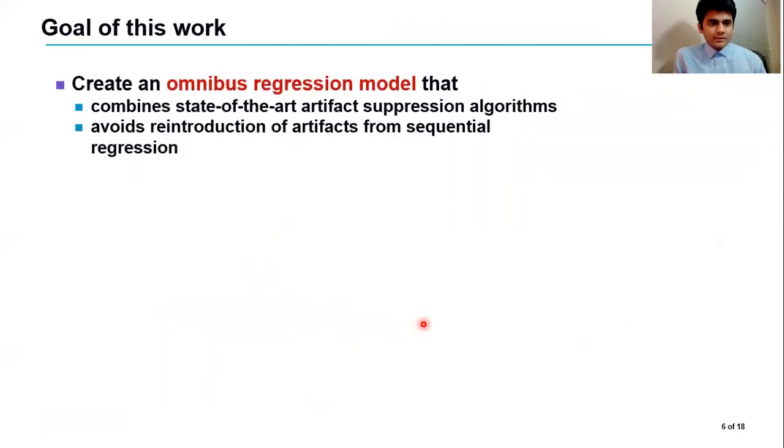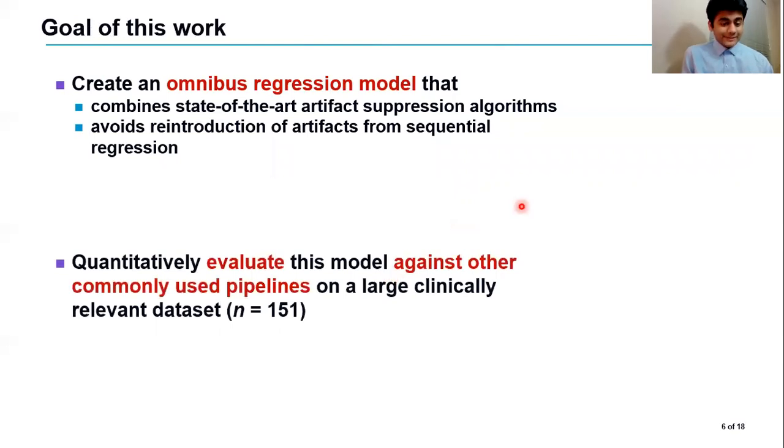So the goal of our work was to create an omnibus regression model that combines the best artifact suppression algorithms and avoids reintroduction of artifacts from sequential regression, and to quantitatively evaluate this model against commonly used pipelines on a relevant data set.